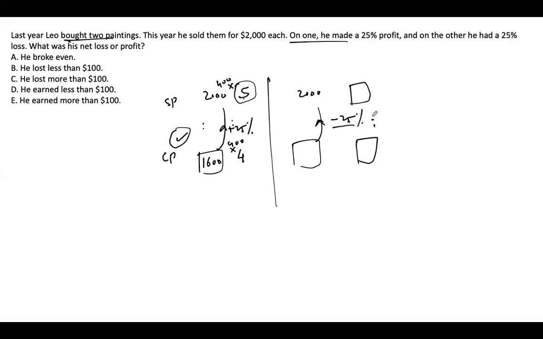Okay. So he sold the painting for exactly 2000. Now I assume that there is a loss of 25%. So which value should come here and here? Which value should come here? Okay. So 4 should come above.